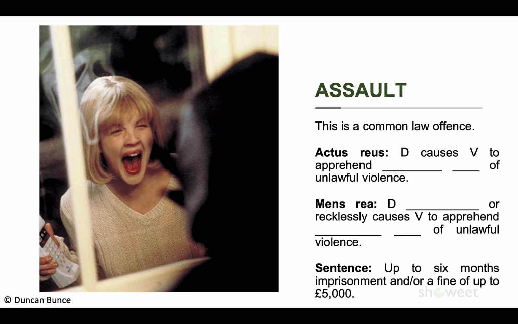So if we start with assault, the common law offence, you won't find the offence outlined in a statute. The actus reus, the guilty act, the physical element of a crime, you may remember, is the defendant causes the victim to apprehend immediate fear of unlawful violence. The mens rea, therefore, is the defendant intentionally or recklessly causes the victim to apprehend immediate fear of unlawful violence.